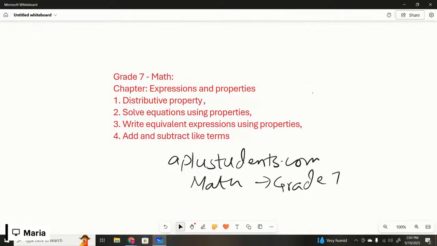We're going to start with the chapter Expressions and Properties. The lessons we're going to cover today are distributive property, solve equations using properties, write equivalent expressions using properties, and add and subtract like terms. So please make sure you have your notebook and pencil so that you can note down the important examples and definitions as well.